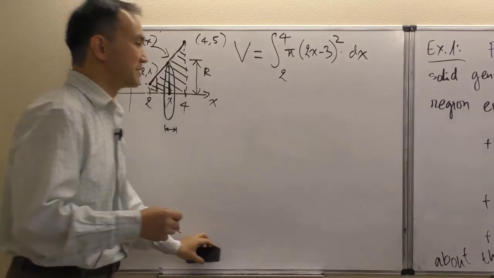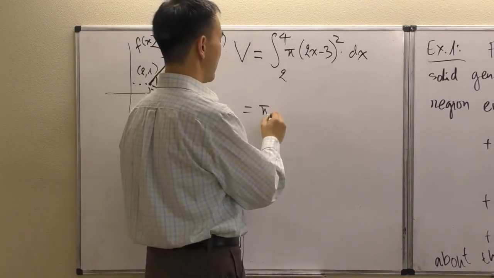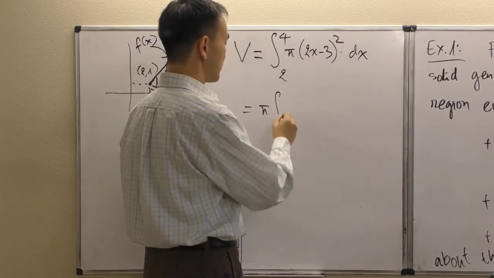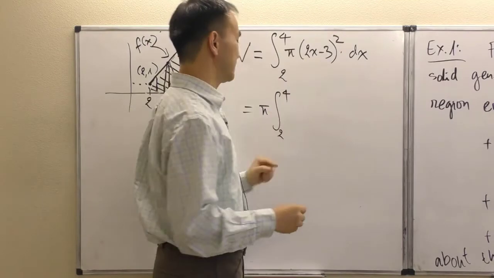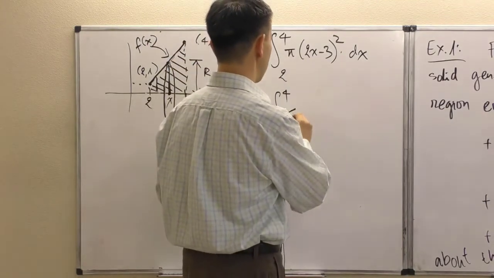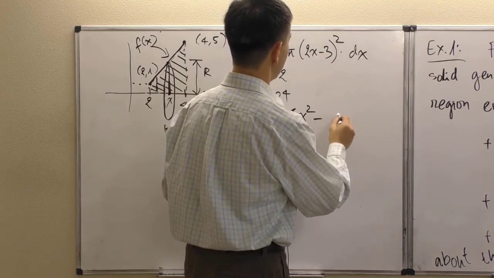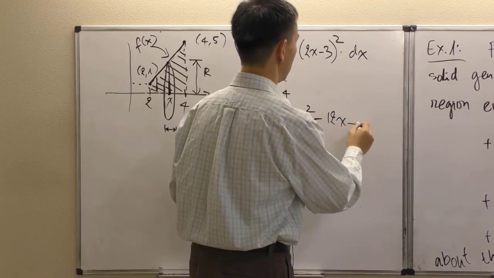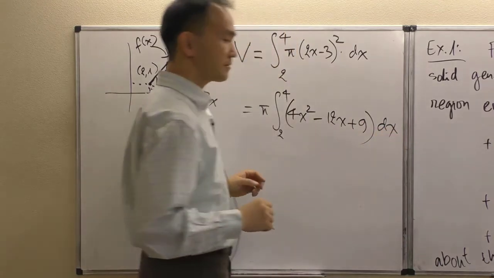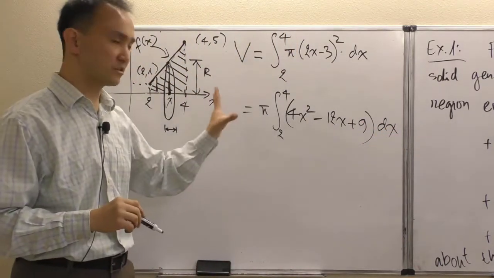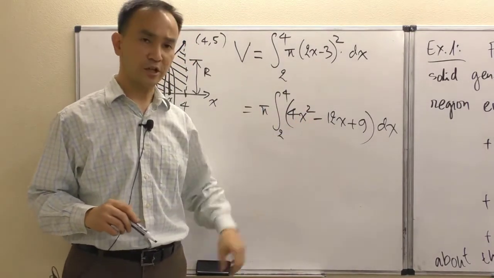All right, and so now I am going to have pi put in front. It's an integral from 2 to 4. Okay, and now we can algebraically FOIL out that square here. So that's making it 4x squared minus 12x plus 9, with that dx expression. And so now things look just like any ordinary definite integral out there.